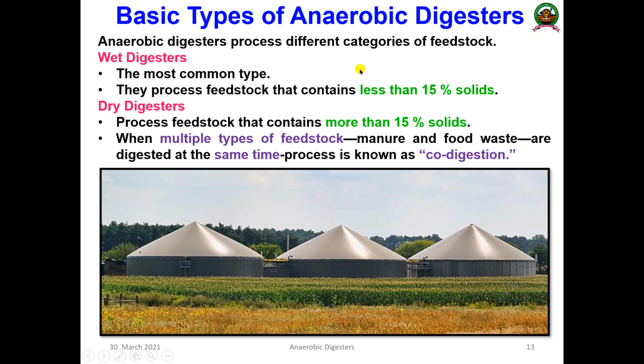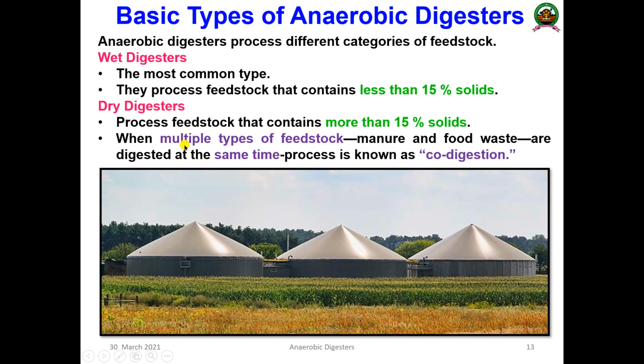Wet digesters process feedstock with less than 50% solids, and dry digesters process feedstock that contains more than 50% solids. One is less than 50% solids, that is wet digesters, and the next one is more than 50%, that is dry digesters.